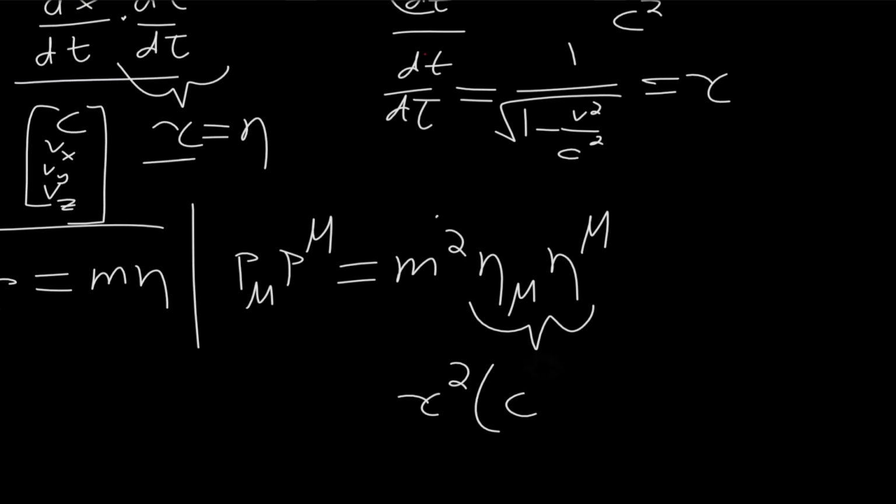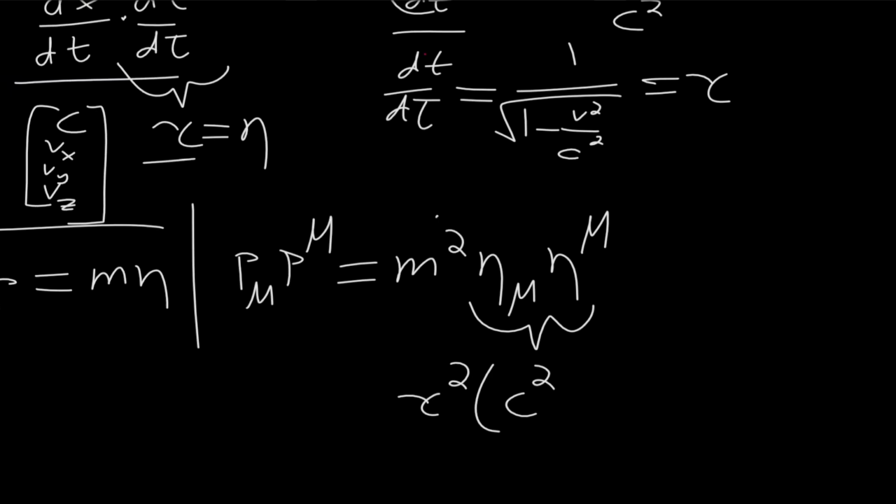So we're going to have c times c, so that's just c squared, and then vx times vx, and so on and so forth. But because this is going to be a dot product, and instead of this being a dot product in just 3D space, in which we have a metric of ones along the diagonal, instead we have a metric of 1 and then 3 negative ones, right?